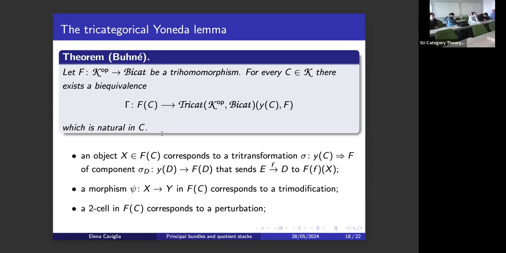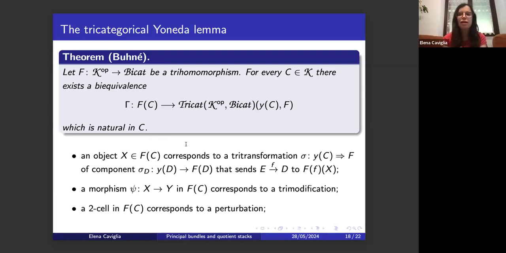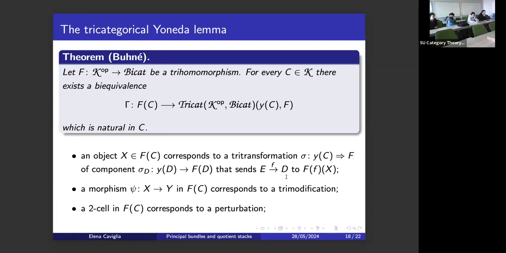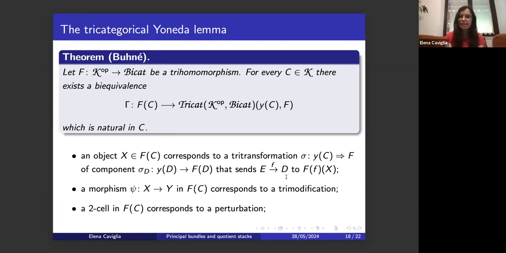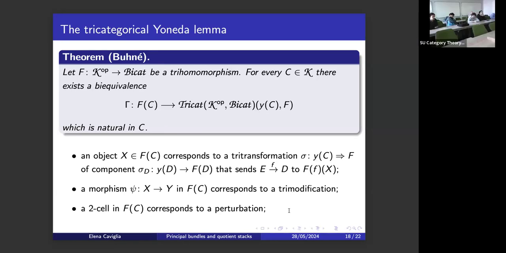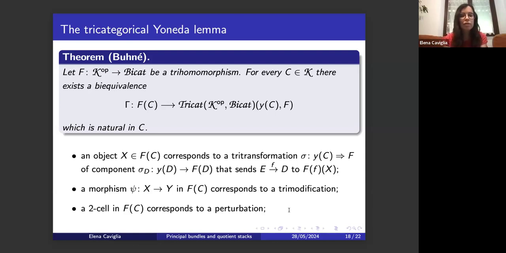And also the assignment of this biequivalence is exactly the same that we all know for dimension 1. So given an object in F of C, this corresponds to a transformation whose component sends a morphism f into F of x. So exactly the same thing that we have for the classical Yoneda lemma. And then we have an assignment on morphisms and on two cells.